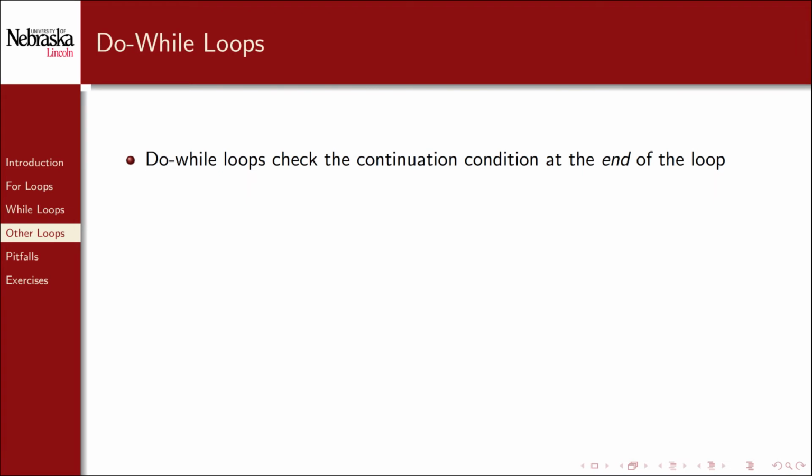A third type of loop is the do while loop. There's a big difference between the do while loop and the two others, however. The continuation condition is checked at the end of the loop instead of at the beginning. As a consequence, do-while loops always execute at least once.